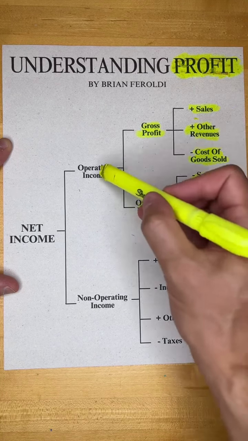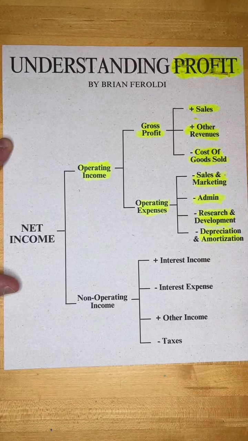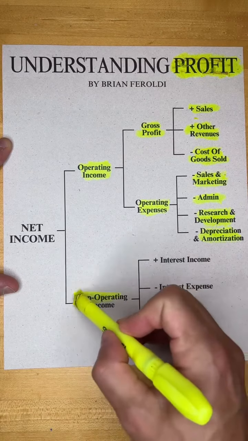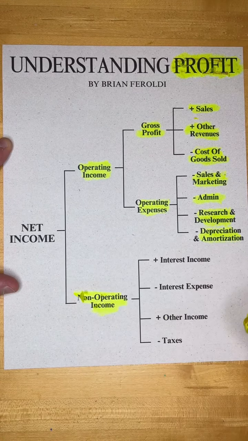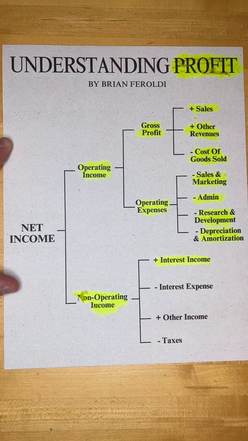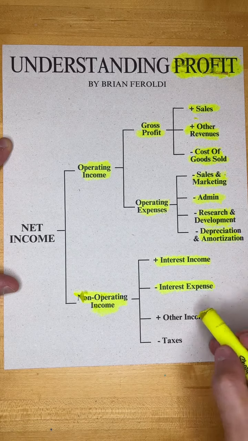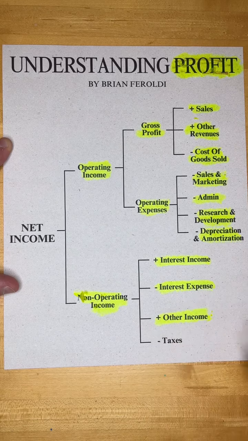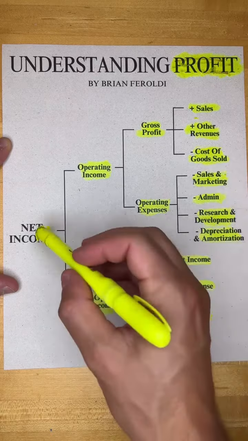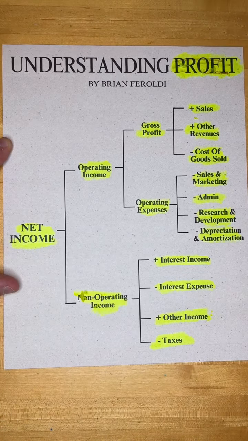Once we do that math out, we get a company's operating income, which is also called its earnings before interest and taxes, or EBIT. Now, from there, we have to subtract out a company's non-operating expenses. Those can include things like income that the company earned on any interest, expense that the company paid on interest that it has, other income, which could include things like selling assets, and finally, taxes paid. When we do all that math out, we are left with a company's net income, which is also called a company's profits or a company's earnings.